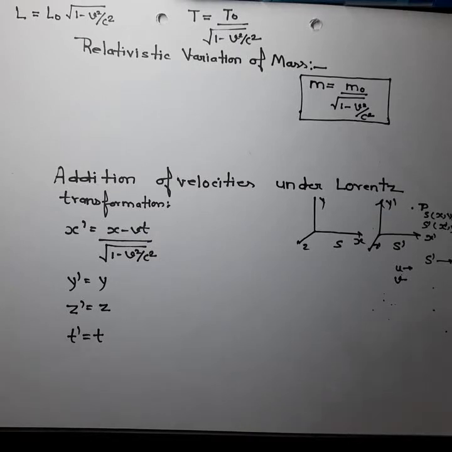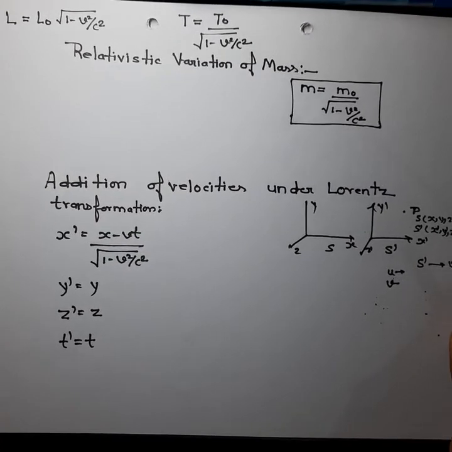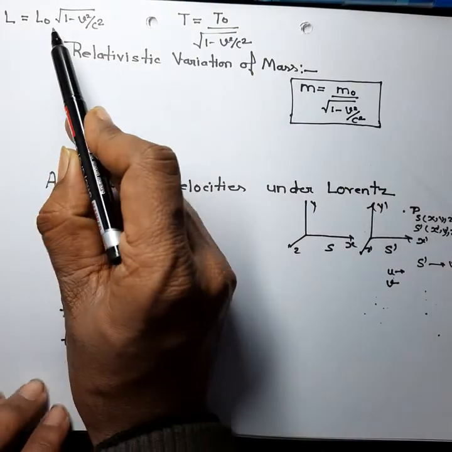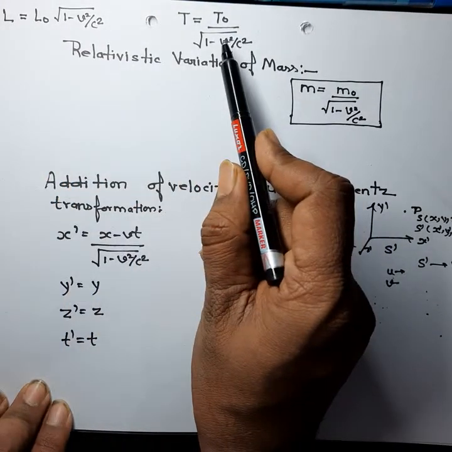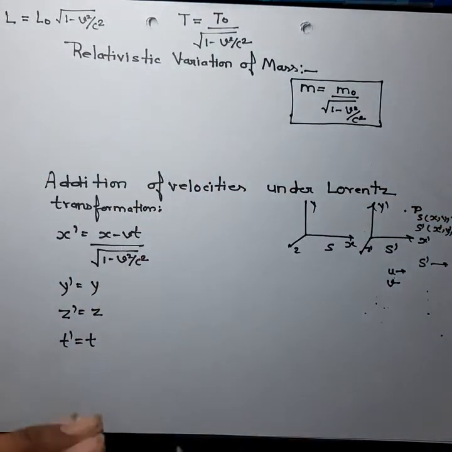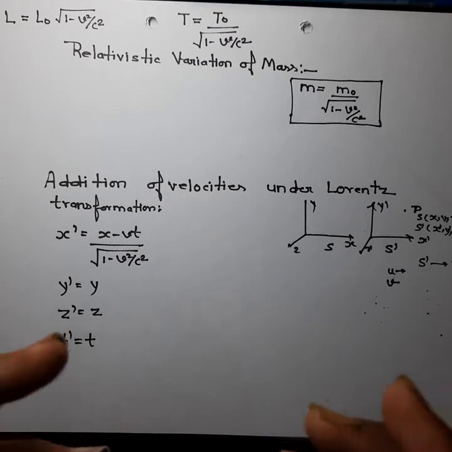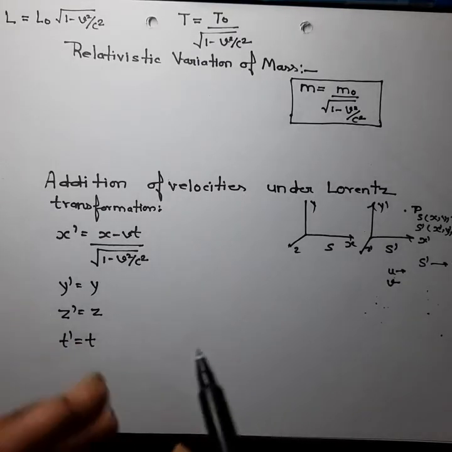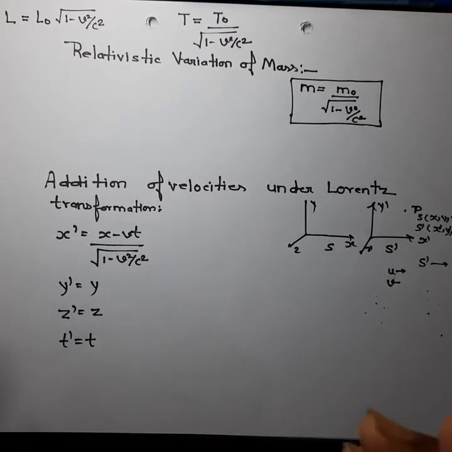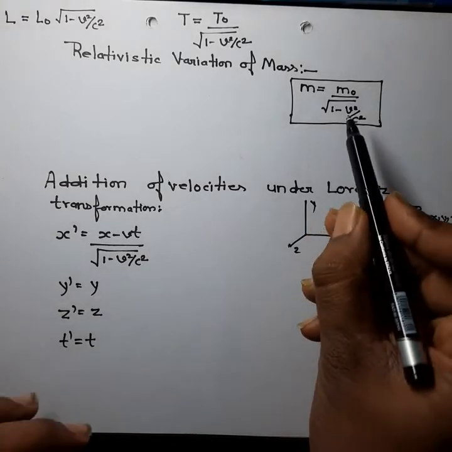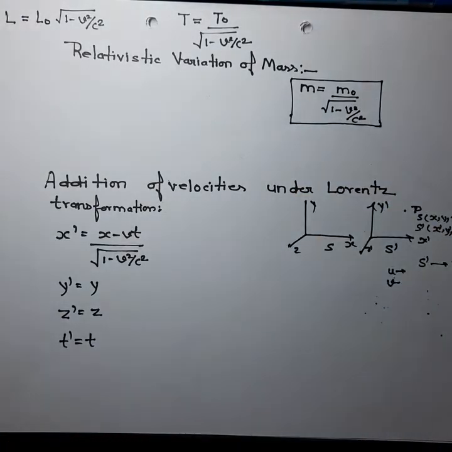Hello everyone. In the previous classes, we have discussed length contraction and time dilation. As you see, length and time depend upon the relative motion of the observers. Like length and time, mass is also a relative quantity, so it also depends upon the relative motion between the observers.